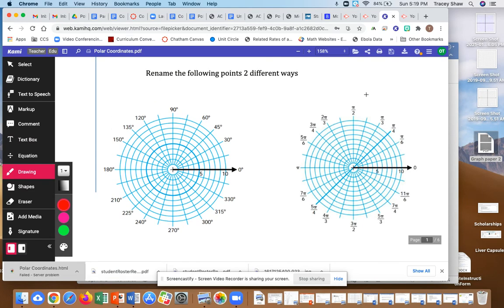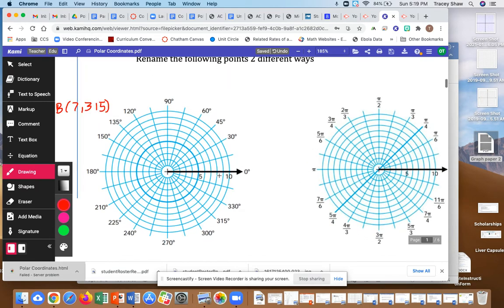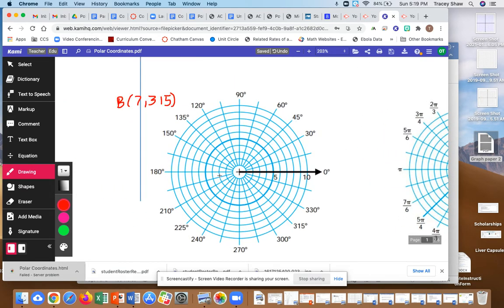So we're going to start off in degrees, and I'm going to choose (7, 315). So I'm going to call this point B, and I'm going to graph point B. Okay, and again, I'm going to blow this up so I can hit the right circle. Okay, so I've got point B.